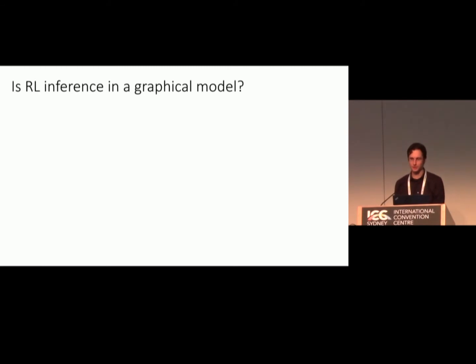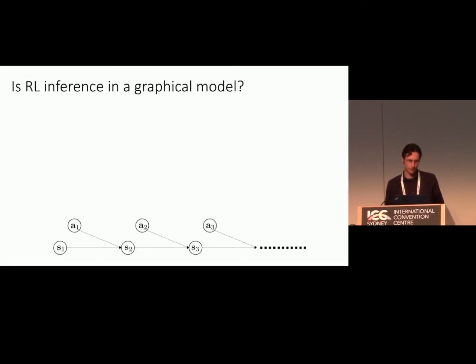The question that I'm going to discuss next is: is reinforcement learning inference in a graphical model? I'll talk about the theoretical foundations behind this first, and then I'll discuss a few examples and why we should care about this. So we saw before that in reinforcement learning, we can draw a graphical model that describes how states relate to actions. We can also put observations in here. Last time I showed this picture, it had observations. For now, I won't worry about observations.